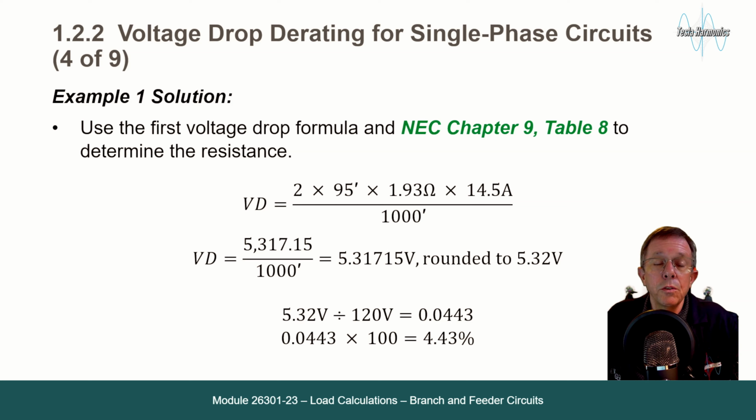Voltage drop equals 2 times 95 feet times 1.93 ohms times 14.5 amps divided by 1,000 feet. Voltage drop equals 5,317.15 divided by 1,000 equals 5.31715 volts, rounded to 5.32 volts. 5.32 volts divided by 120 equals 0.0443. 0.0443 times 100 equals 4.43%, which would exceed the 3% voltage drop.